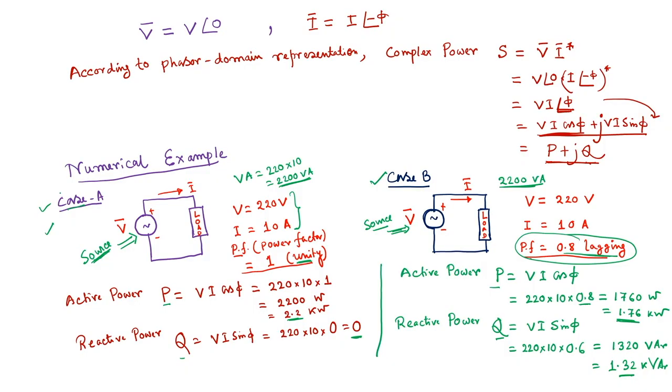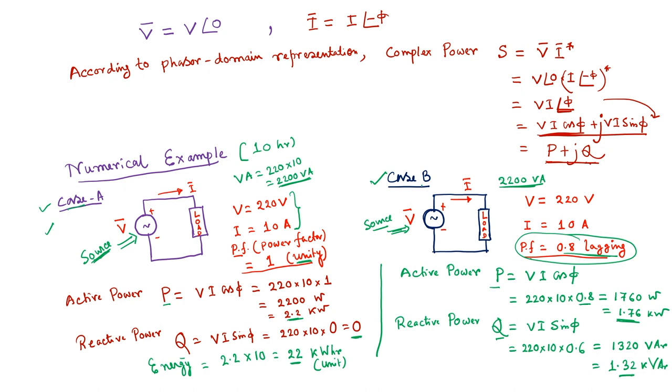Okay. So, suppose this situation sustains for 10 hours. Then for this particular case, the energy consumption will be 2.2 kilowatt multiplied by 10 hours. So, that is 22 kilowatt hour of energy. Often we call it units of energy. Okay. So, it will consume 22 units of energy.